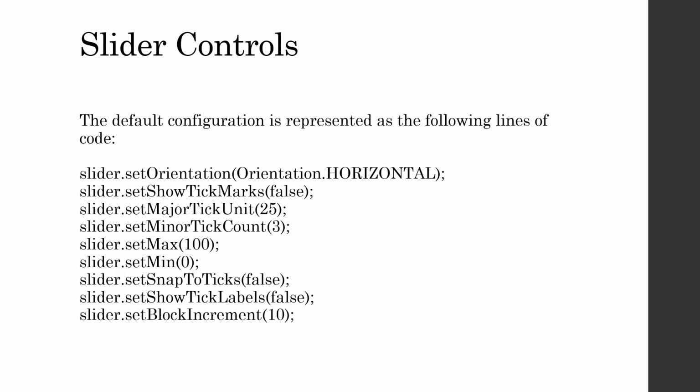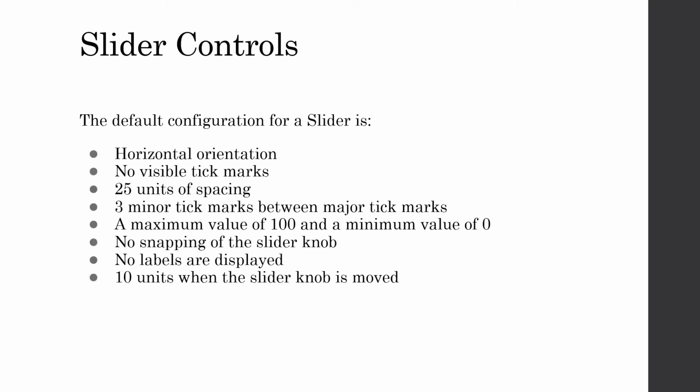So another way that we could show that default configuration, if you want to see the lines of code necessary to achieve that. So we've got our slider.setOrientation. We're doing Orientation.HORIZONTAL. slider.setShowTickMarks is going to be set to false. setMajorTickUnit is going to be 25. setMinorTickCount is going to be 3. setMax and setMin are 100 and 0. setSnapToTicks will be false. setShowTickLabels also going to be false. And then setBlockIncrement is going to be 10. So these are the lines of code in order to achieve this behavior for your slider.